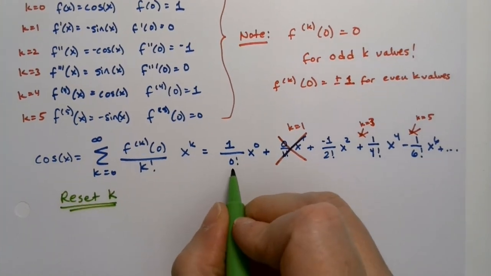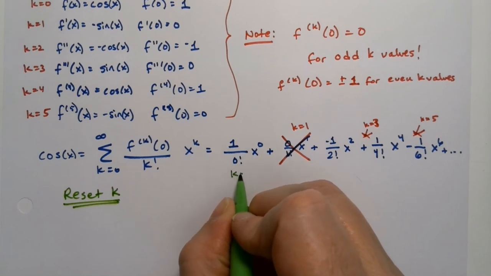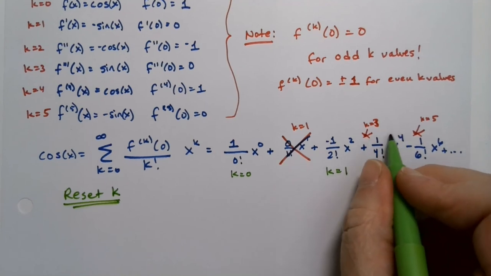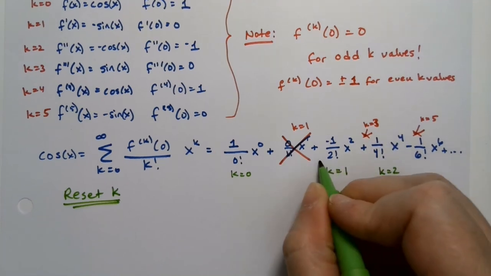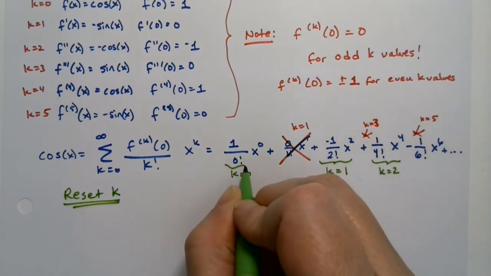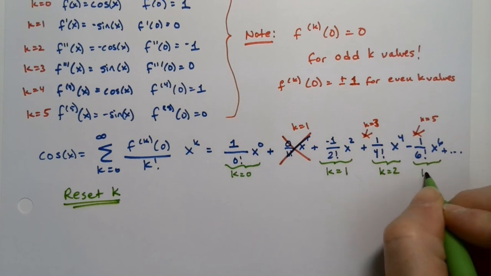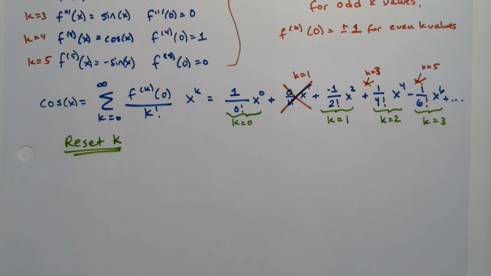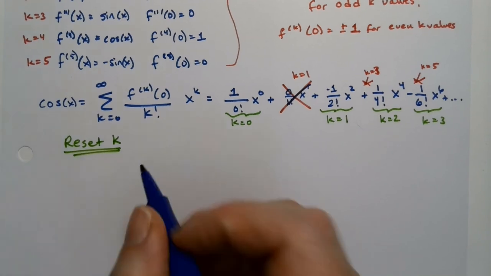So we're going to make it so that this is k equals 0. We're going to skip this and make this k equals 1, and then this k equals 2, right here, that term, that term, that term, and then this will be k equals 3. We're going to reset our indices to make the series work. Okay, so let's rewrite it.